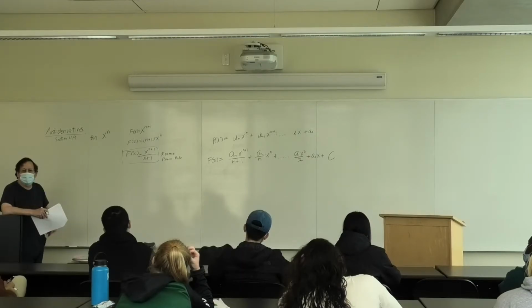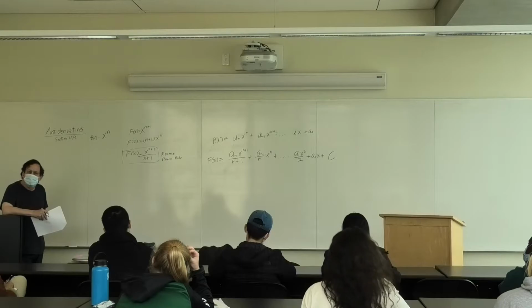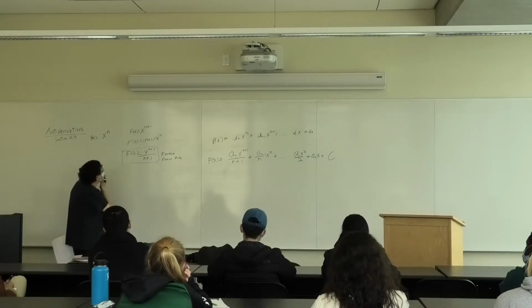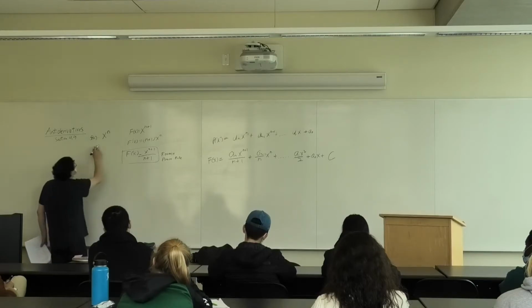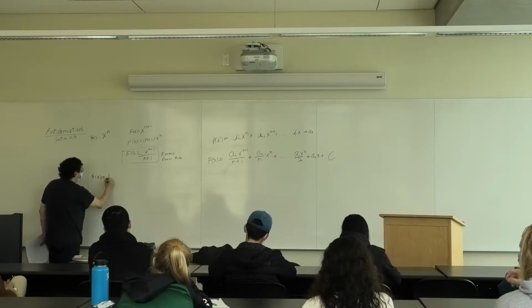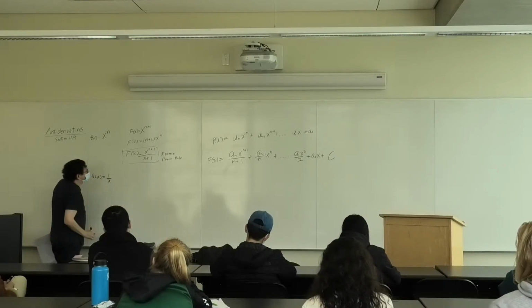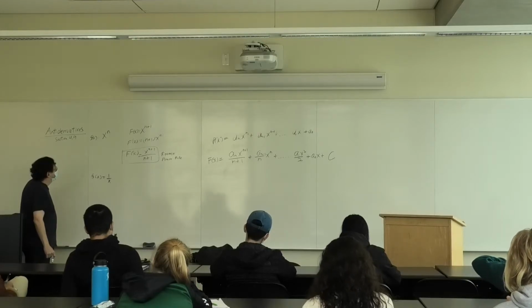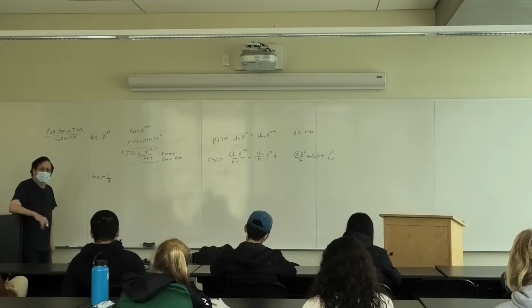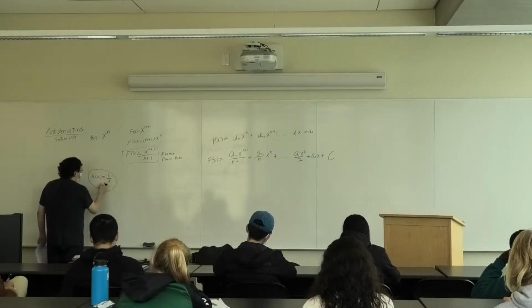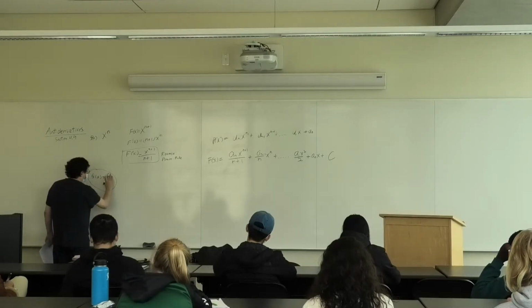Some places it's going to fail. What happens if n is -1? Well, that would be equivalent to f of x equals 1 over x. Well, I'm going to leave that for a moment. We're going to come back to it. But clearly, the power rule doesn't work here.